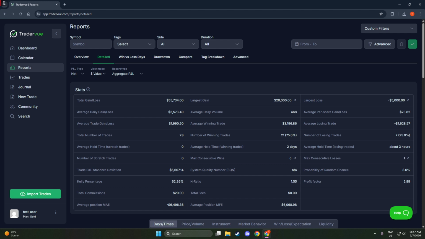Here's how to make sense of what you see. Average winning trade tells you, on average, how much you make when a trade works. Average losing trade tells you, on average, how much you give back when it doesn't. The relationship between these two is critical. If your average win is consistently larger than your average loss, you have more room for error with your win rate. If your average loss is larger, that's a signal to review how you're managing risk, where you place exits, or whether you're letting losers run longer than winners.